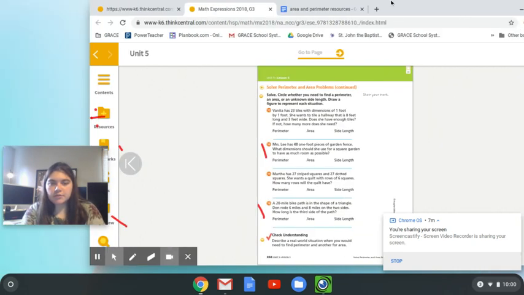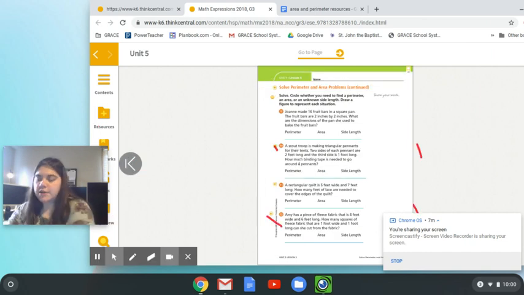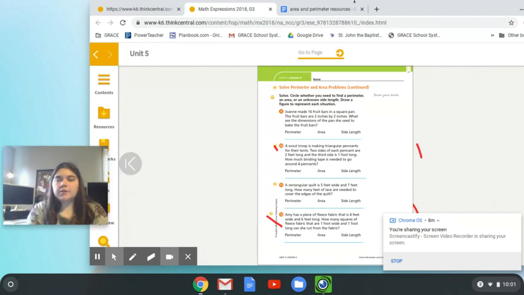Let's do number 10. Number 10 says a scout troop is making triangular pennants for their tents. Two sides of each pennant are 2 feet long, and the third side is 1 foot long. How much binding tape is needed to go around 4 pennants? All right, so I'm going to draw a triangle here.